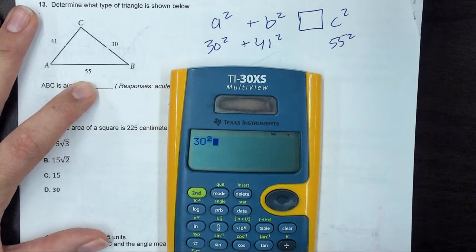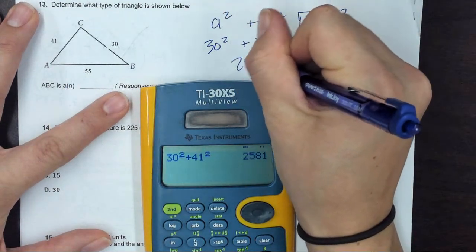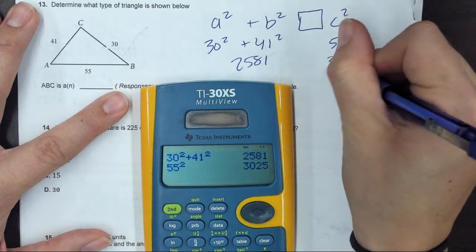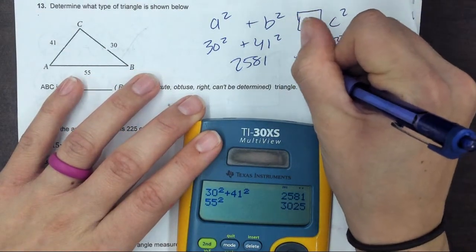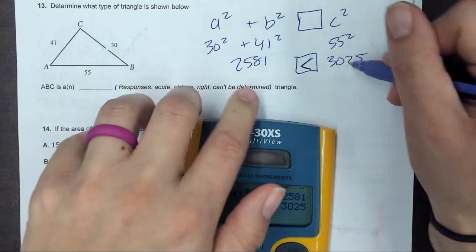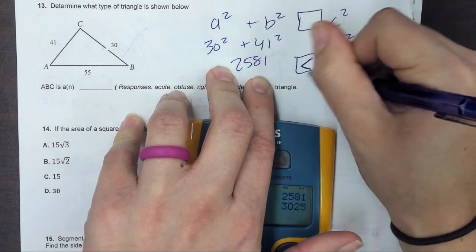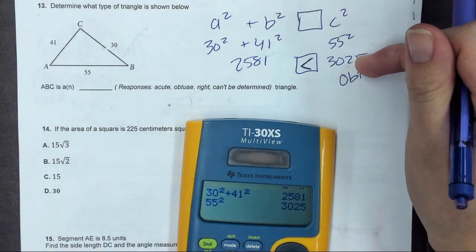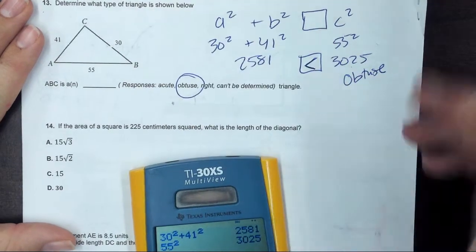30 squared plus 41 squared gives me this, 2581. All right, 55 squared gives me this. Okay, so we're going to compare these. This is a larger number than the left side. So remember, the last one is the largest side, and when we square it, if it's greater than this side, this makes it an obtuse triangle. If this number would have been smaller, it would have been an acute triangle. And if they would have been equal, it would have been a right triangle. So there you go. Obtuse.